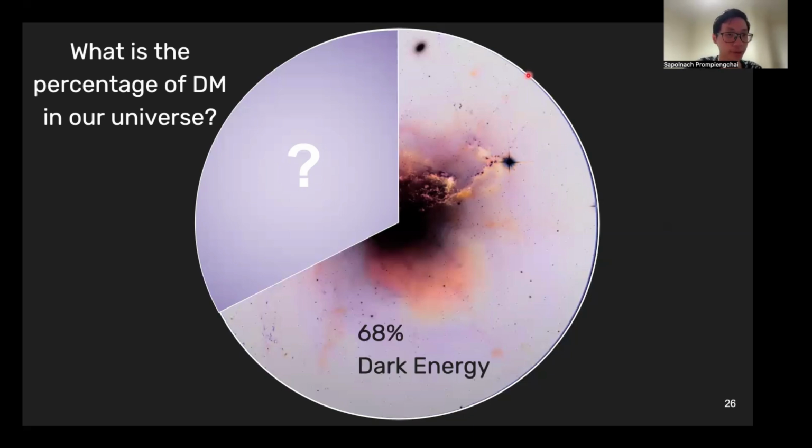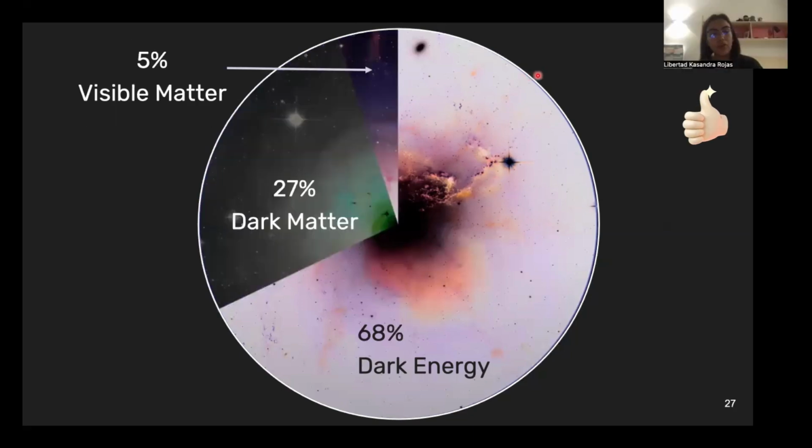We have some people answering 5% dark matter and 27% visible matter, and we have some people answering 27% dark matter and 5% visible matter. The correct answer actually is 5% visible matter and 27% dark matter. Just by looking at this, as you can see, most of the matter in our universe is actually made of dark matter, while visible matter is just 5%.